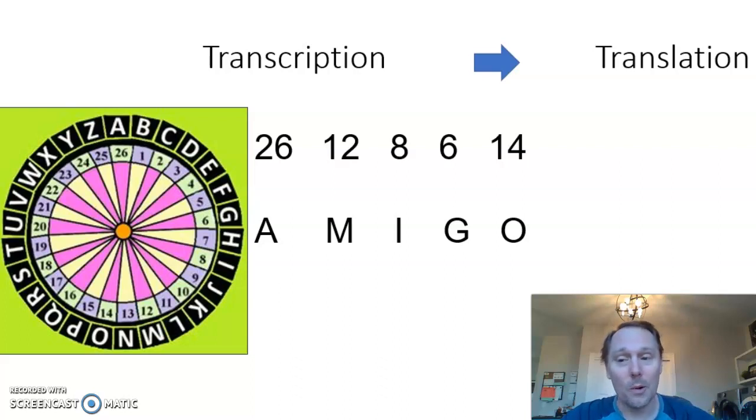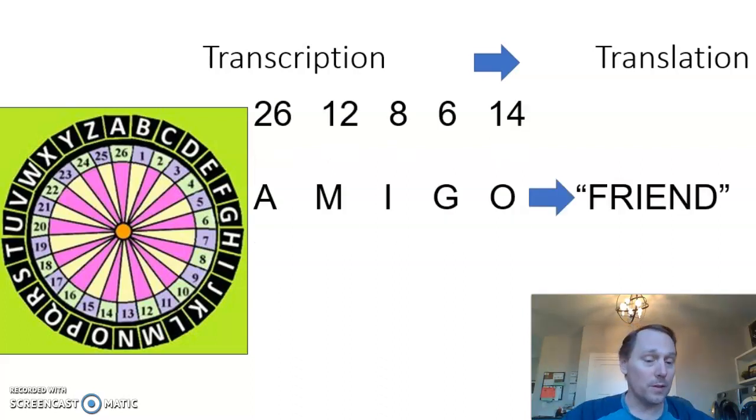Next, the RNA has to translate this into something meaningful. Oh, that translates to the word friend. Amigo is friend in Spanish. Okay, so this is kind of an analogy of what's going on here. The DNA encodes the information. The RNA needs to come in and decode it.